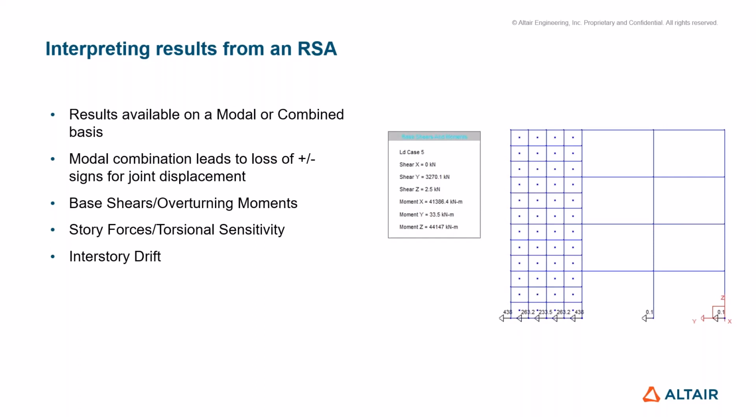And remember that the modal combination method will lead to the loss of those positive and negative signs for the joint displacements. So that does come with its downsides of not being able to necessarily get a good read of the axial loads and joint displacements, at least in terms of the directions. You'll have the magnitudes. You can also get things like base shears and overturning moments and story by story results as well. So that can be things like deflections relative to the story above or below, so interstory drifts, story forces, and even torsional sensitivity can be reported.